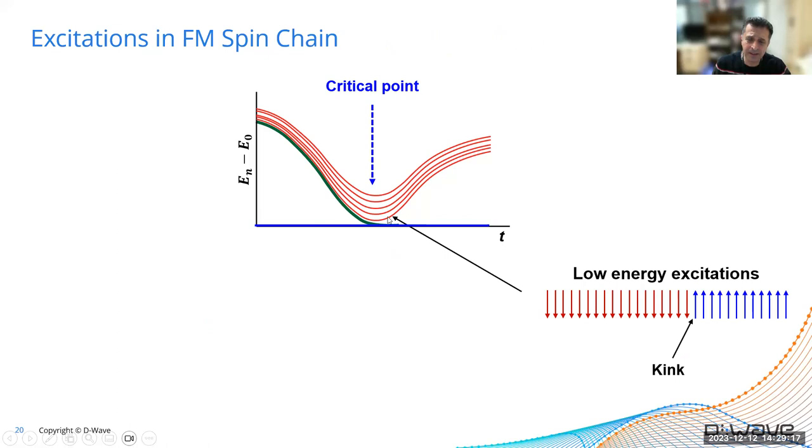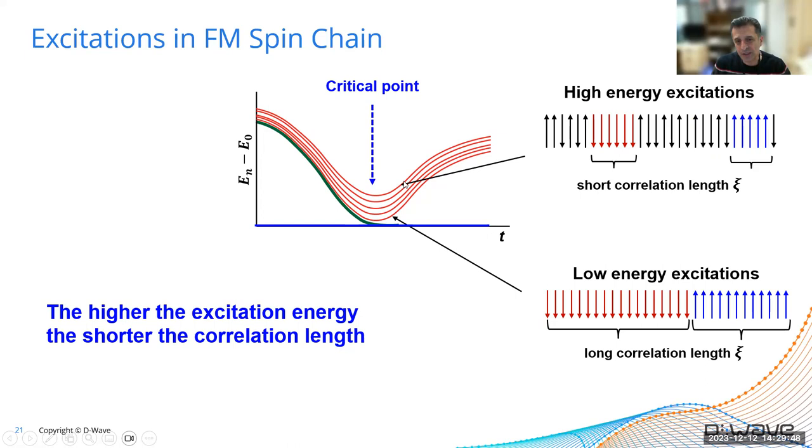If you look at the first excited state near the critical point, it's a superposition of all the states with one kink. By kink, I mean a domain wall between two different orders of spins. And this domain wall could be at any place. And this state is a superposition of all of these states. If you go higher in energy, you will find that you get a superposition of smaller domains and many more kinks. And the higher you go, the smaller the domains and the more and more kinks.